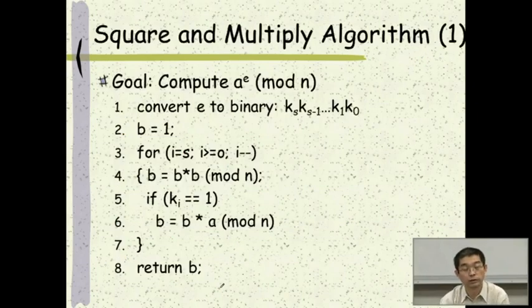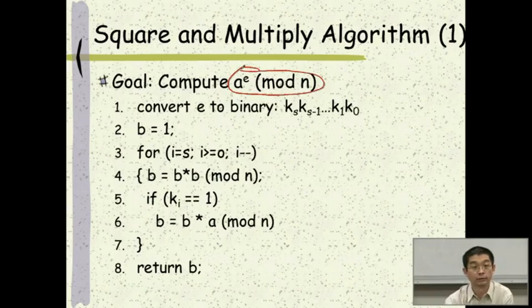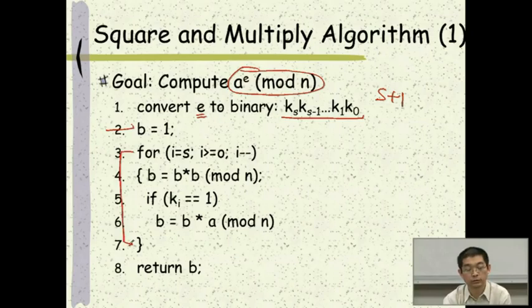The first one is the left to right implementation. Our goal is to compute a to the power e mod n. The first step is to convert the exponent e to binary. In this case, it is an s plus 1 bit number. We set the result b equal to 1, and then run a loop. The loop starts from bit s, which is the leftmost bit, or sometimes called the most significant bit.